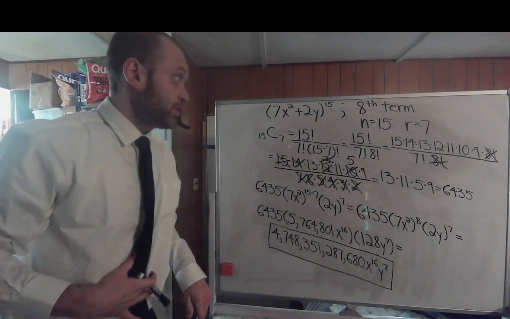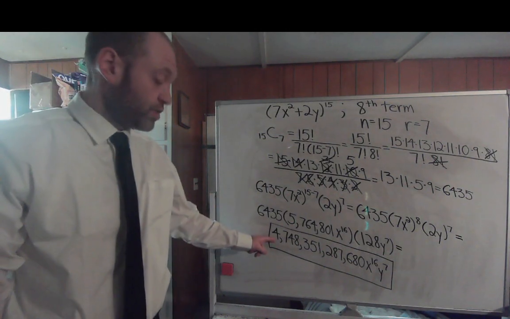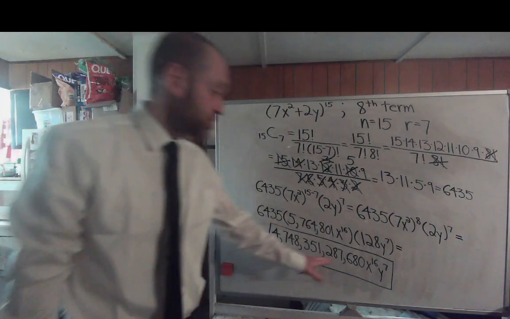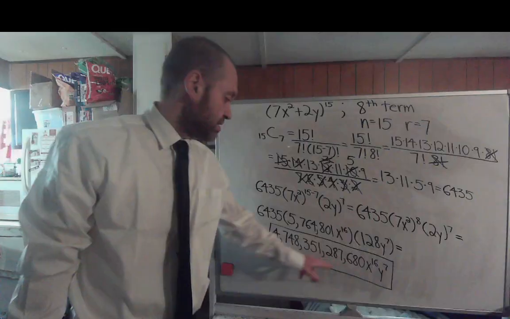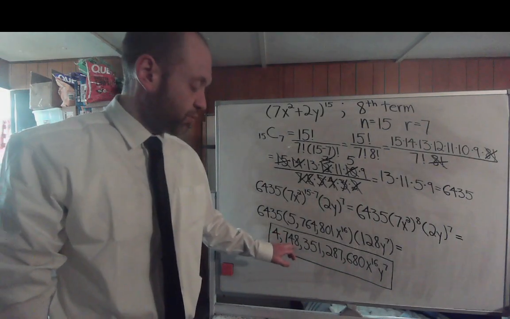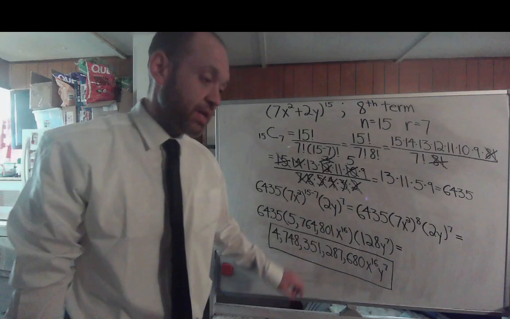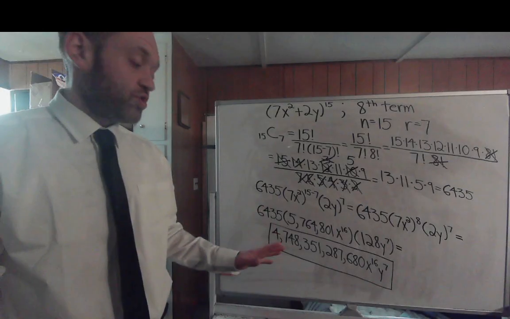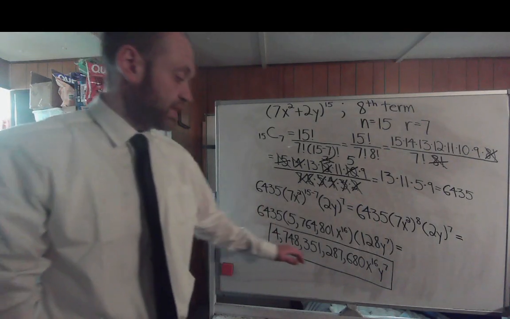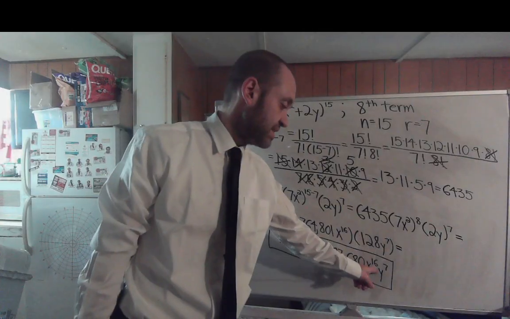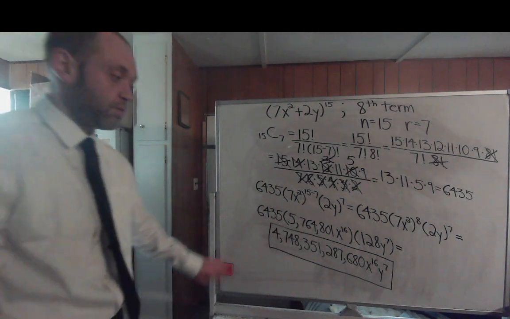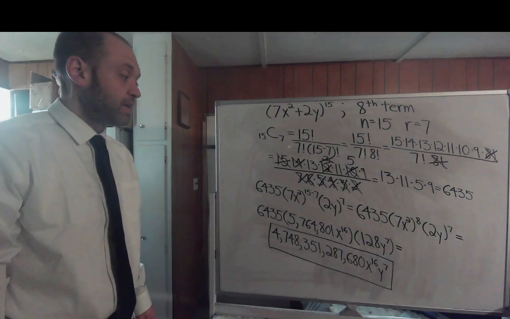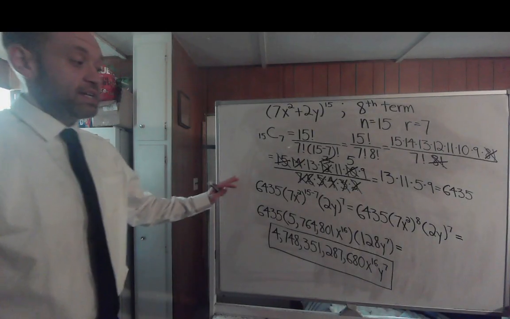So the coefficient of the 8th term is 4,748,351,287,680. That's just your coefficient, and the whole term is that coefficient times x to the 16th y to the 7th power. Okay, so that's basic finding terms.